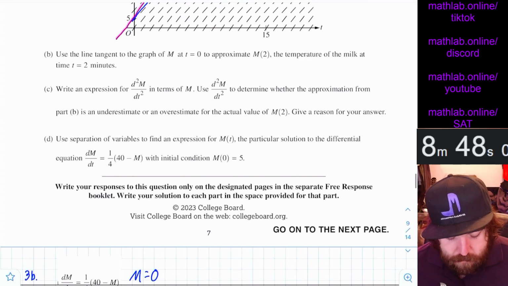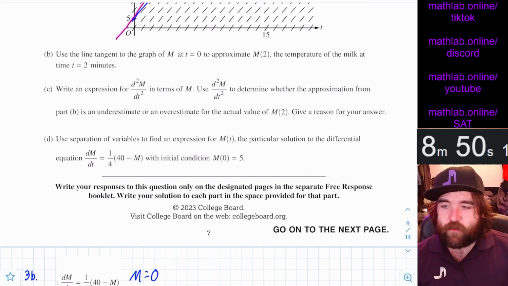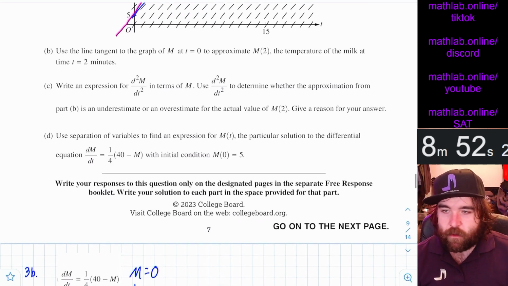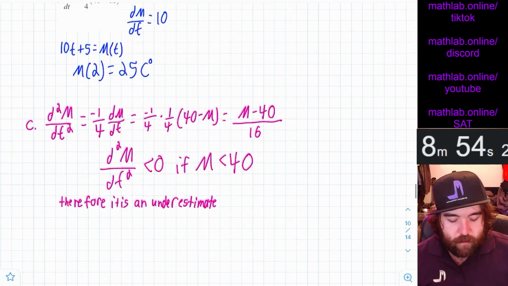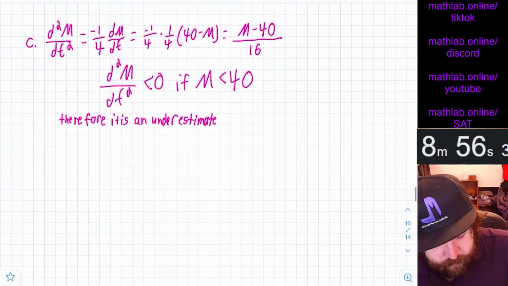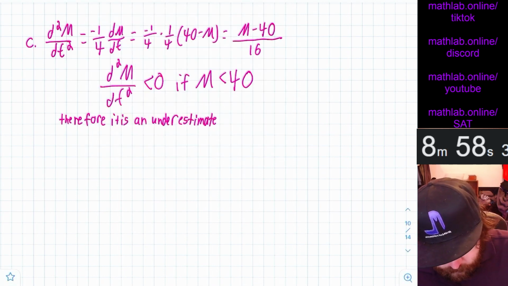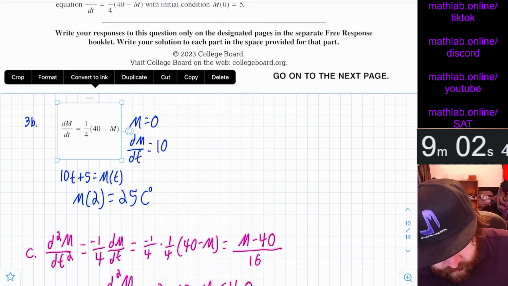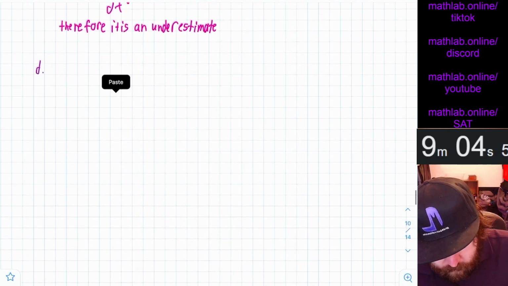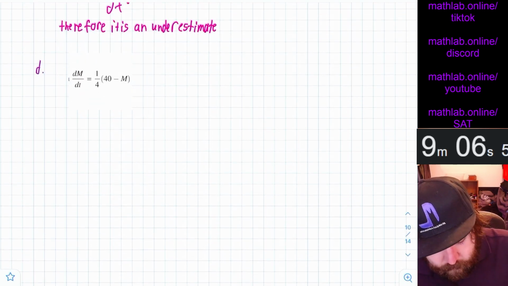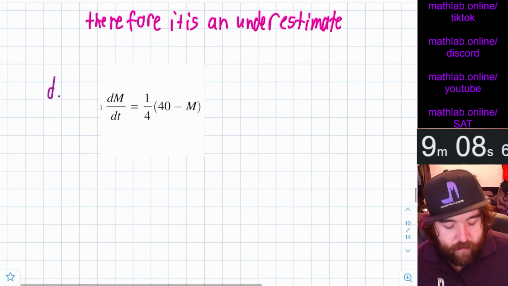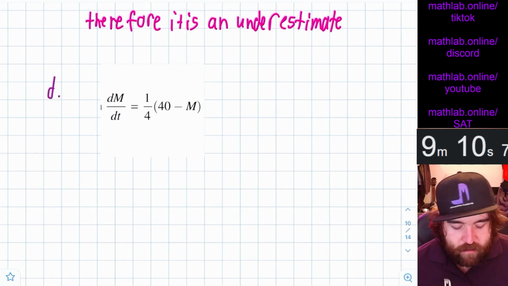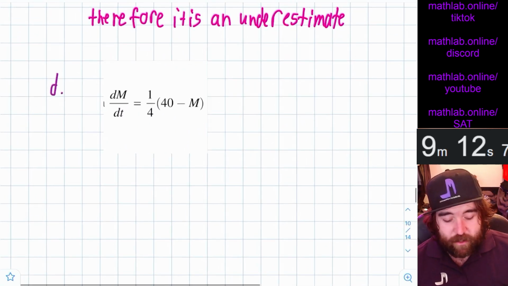Okay. D. Use separation of variables to find an expression m of t. Find the particular solution. So we need to start with this. Let's change colors again. We've got to start with this and separate our variables. So we've got to get the m's with the dm's, and then if there were t's, we get them with the dt's.